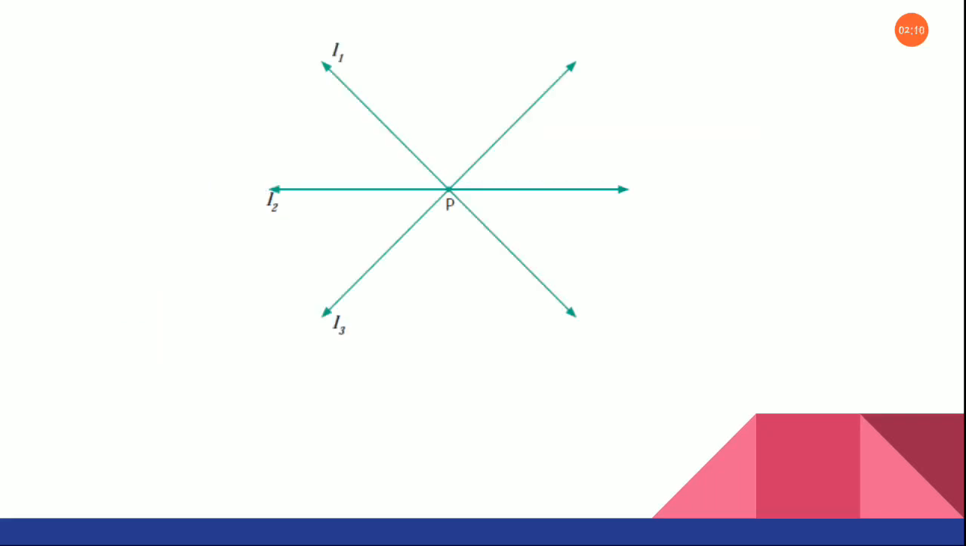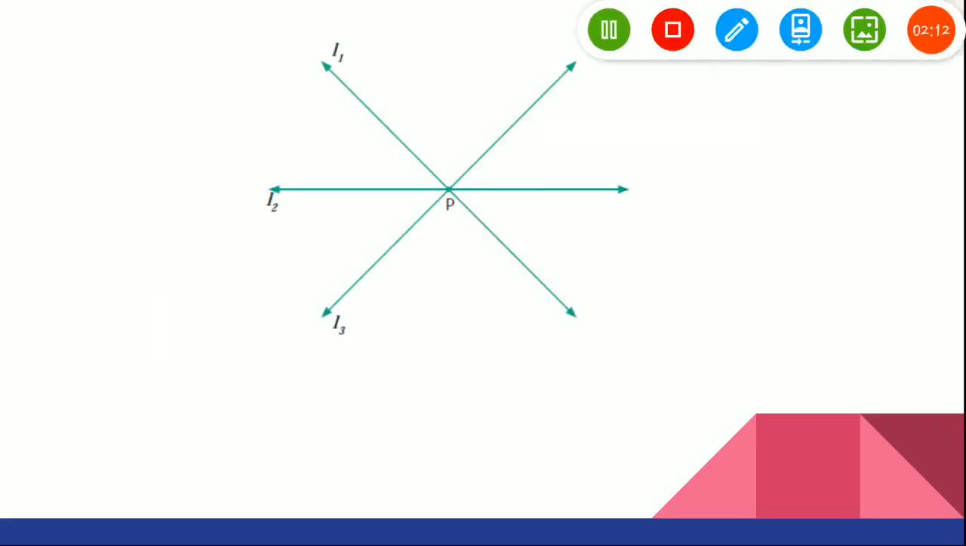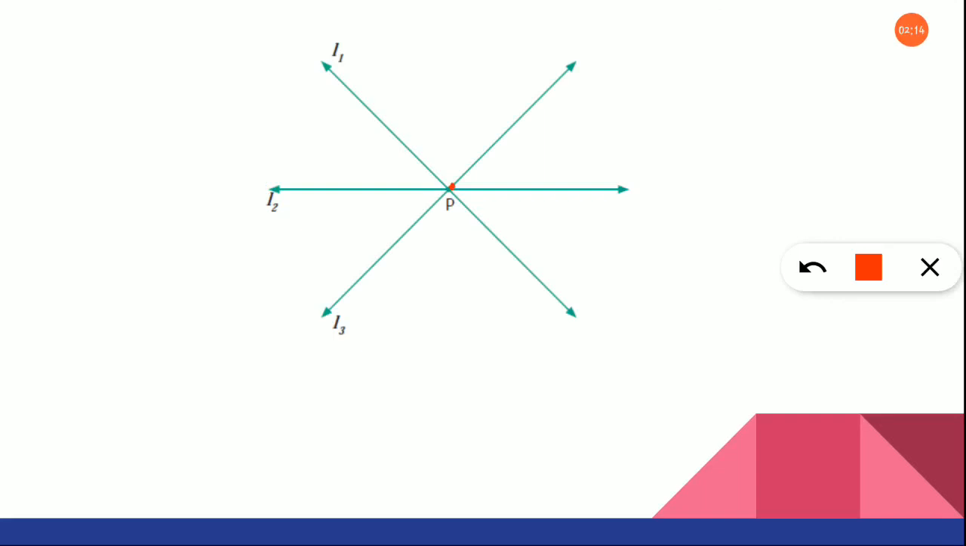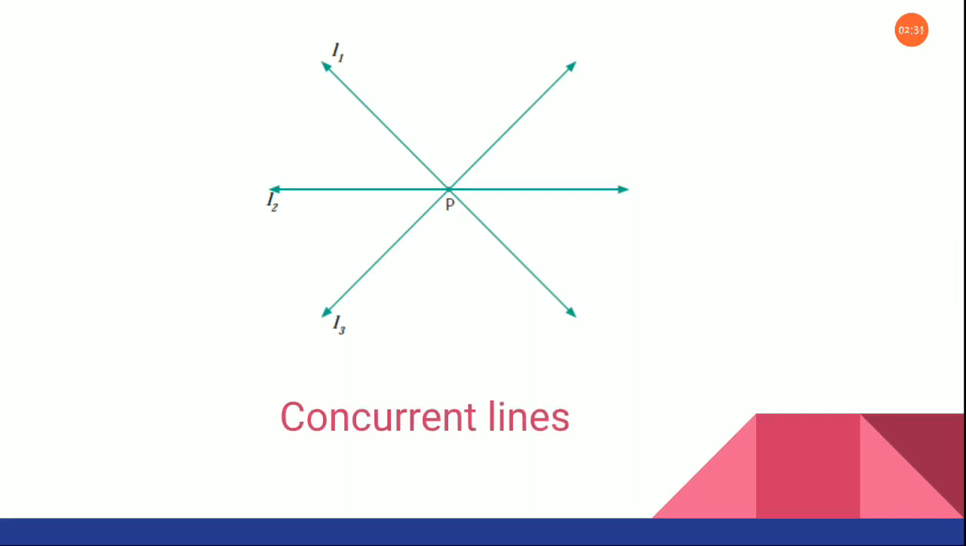Okay, and next look at this. Here is one single dot and these three lines, that is L1, L2 and L3. These three lines are intersected. Intersected means all these three lines meet at this point P. Okay, and this type of lines are called concurrent lines. Till now I have told you two new names. One is collinear and one is concurrent.